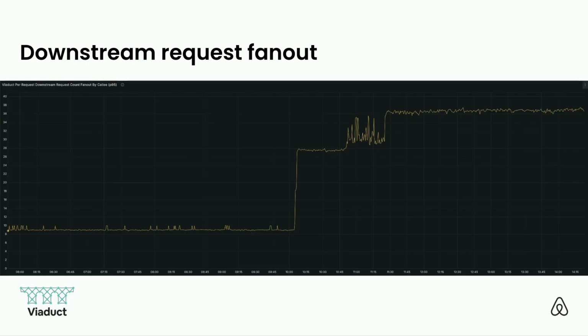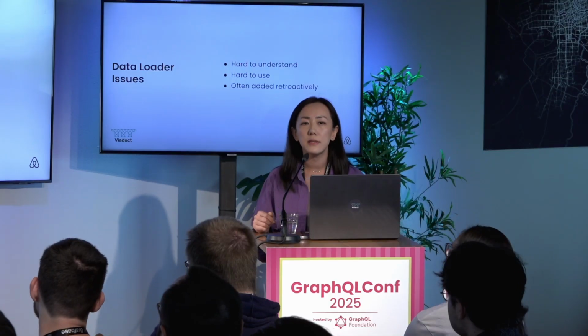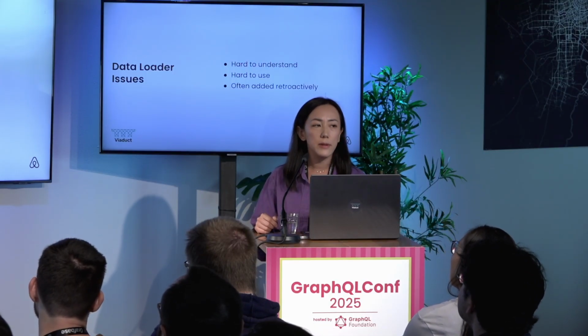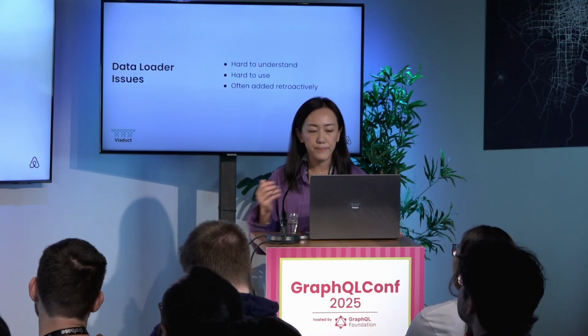So here are the metrics that they shared with us. As you can see, they flipped a feature flag, and all of a sudden there's a 4x increase in the number of downstream calls. So this is not an isolated incident. It's a very common performance problem. So the issues that we've seen at Airbnb with data loaders is that they're often hard to understand, hard to use, and because of that, they're often only added retroactively after alerts go off in production.